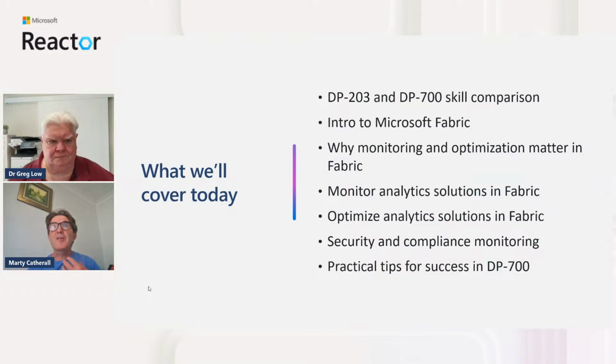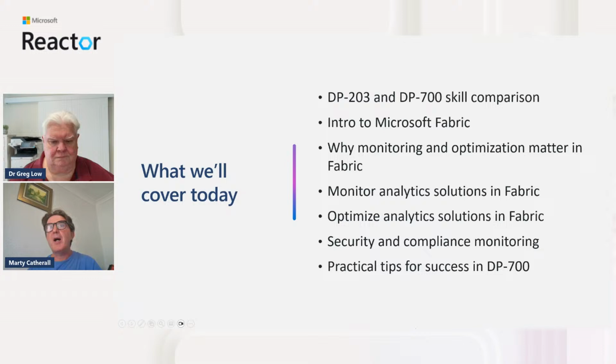A bit of an agenda of what we're going to cover. We'll go through the skills comparison and a bit of an intro to Fabric, not massively in depth because most people are probably familiar with it, but we'll go over the basics there. And in any system, as well as optimizing it for your clients, you also want to monitor what's going on from a performance point of view, from an optimization point of view. You need to know when things are running well and when things are not going so great, so you can tweak them in the meantime. So how do you monitor an analytics solution in Fabric?